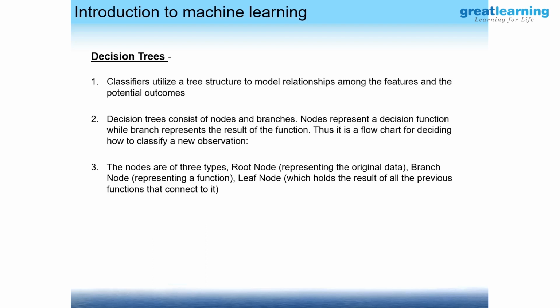What happens is at the leaf level, the nodes are of three types: root node, branch nodes, and the leaf nodes, the three types. At the branch nodes, we have the functions and then the result of the functions. Root node represents your entire data frame, data set.